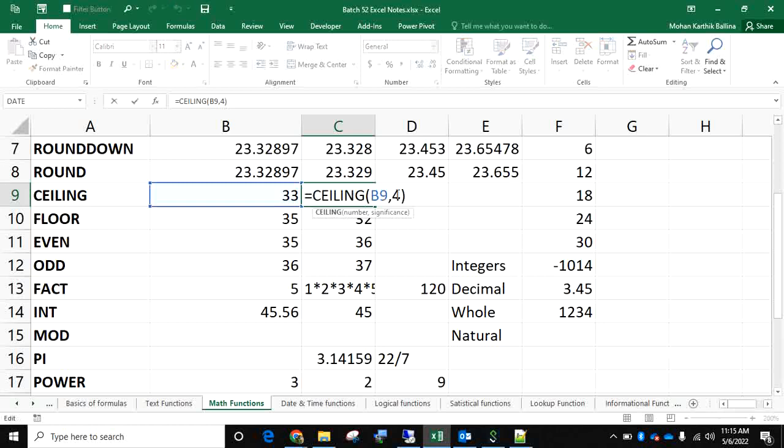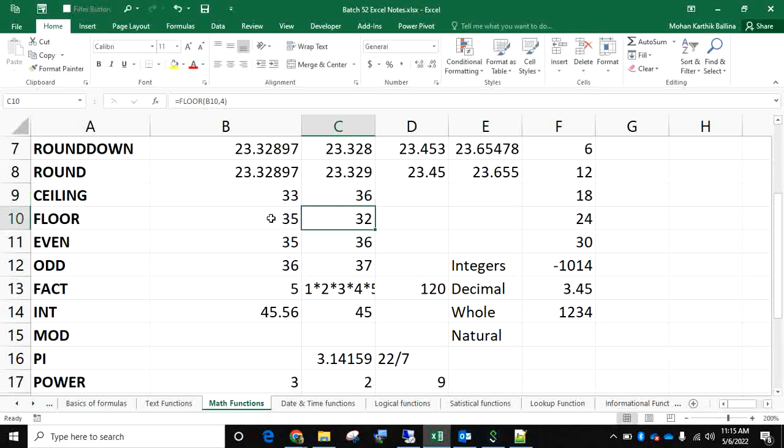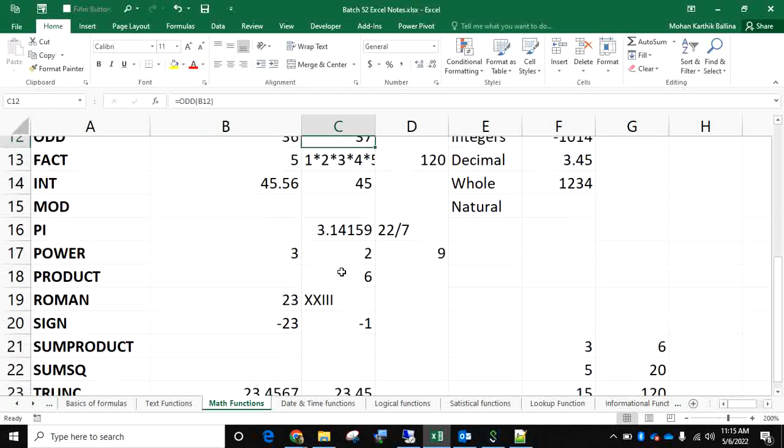Same like CEILING, it's about multiples. You remember, right? 4 multiples: 4, 8, 12, 16. So 33 is near to 32, which is a multiple of 4, but my answer is 36 because of ceiling. Ceiling means always top, right? It will not come back. It always goes forward. Floor is also the same. Even if you give an odd number, it rounds up to an even integer. If you give even, it rounds up to odd.